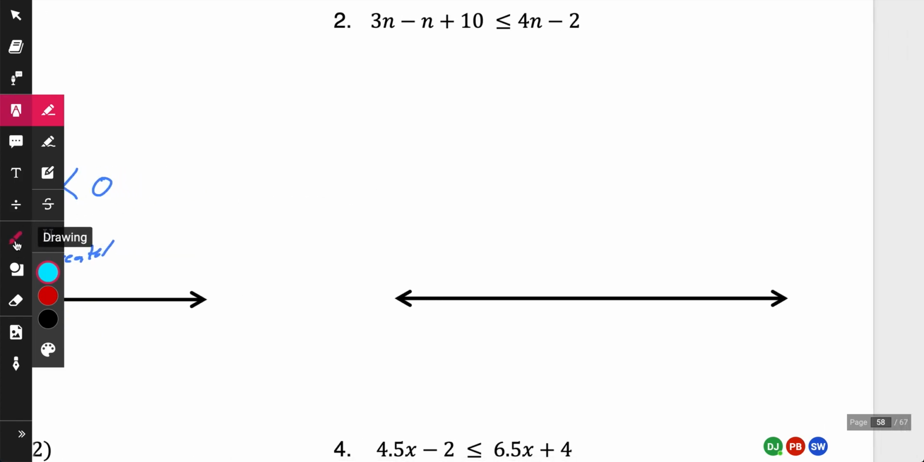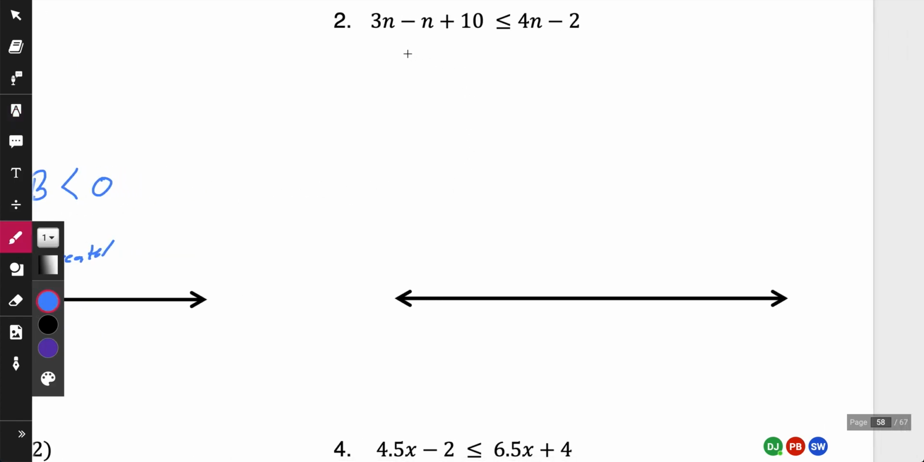All right, let's go ahead and move to this next one. On number 2, first thing I want to do is see, can I combine any like terms on the left or the right side of the inequality? Well, on the left side, I have 3n minus n plus 10, and I can combine the 3n minus n. This would give me 2n plus 10 is less than or equal to 4n minus 2.